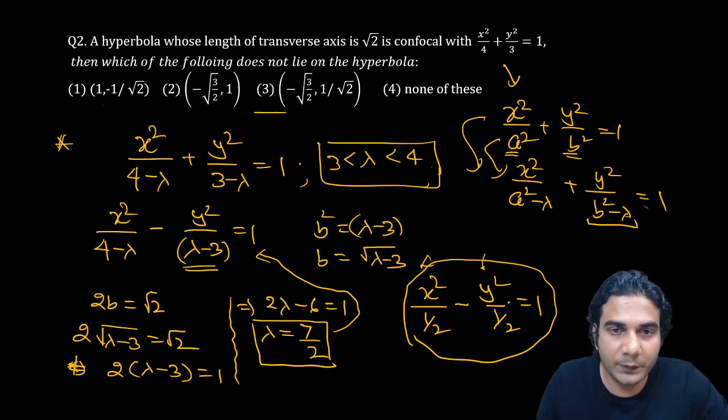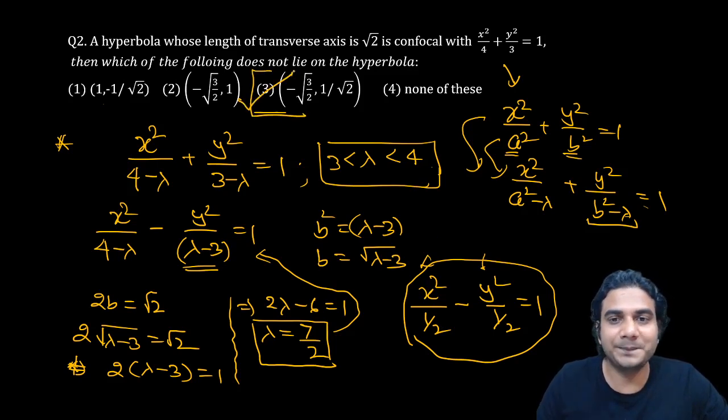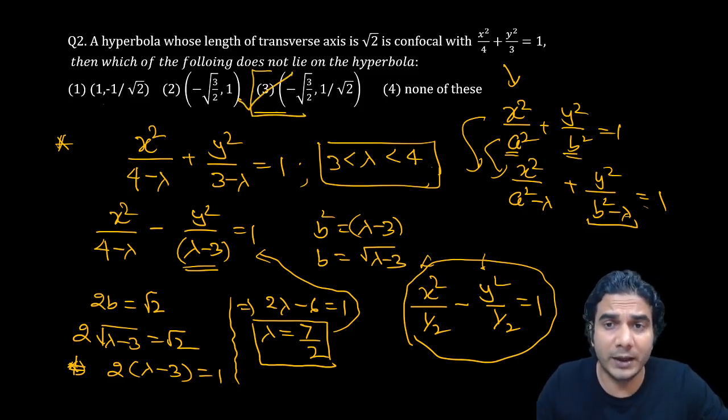If you put the third point, 3 by 2 squared upon 1 by 2 is 3, and with 1 by root 2 the second term is 1. So 3 minus 1 is 2. So this point does not satisfy. So 3 is the correct answer. This was a good problem actually. Good problem, but if you do it by finding the foci and all, then you can solve it easily too.